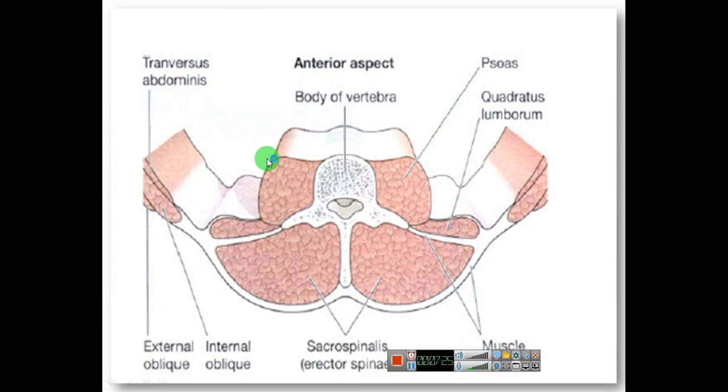In this figure, you can see the transversus abdominis, and in the anterior aspect, the transversus abdominis, external oblique, internal oblique, and sacrospinalis muscle. Before we talk about this, there are also the quadratus lumborum and psoas muscle.